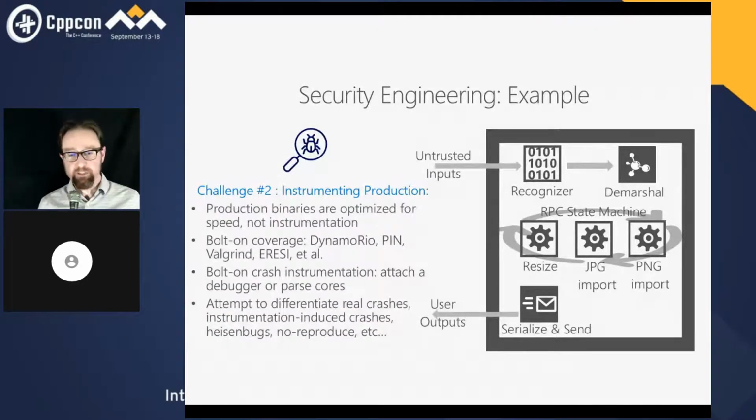The second thing that I have to be able to do is instrument production binaries. So production binaries are designed for speed, not instrumentation. And that means that I have to bolt on coverage, often through a dynamic binary instrumentation framework like DynamoRIO or Intel's PIN. And then I have to bolt on crash detection, either through parsing cores or using a debugger. And then I have to be able to differentiate real crashes and investigate real crashes and differentiate them from instrumentation-induced crashes.